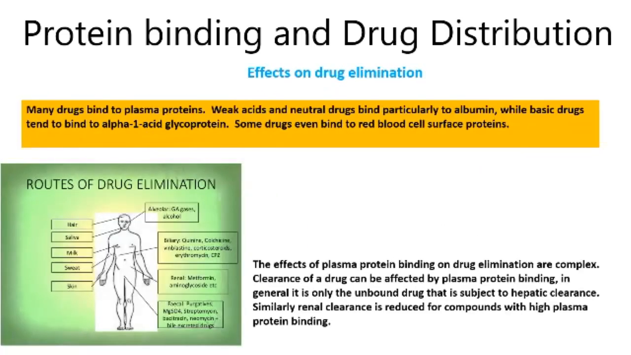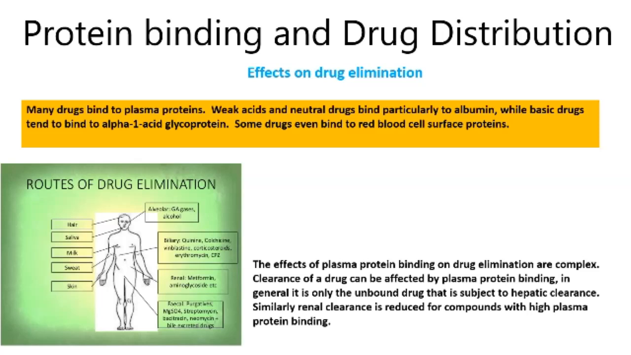Drugs that bind to protein can be quite a lot, right? Weak acids and neutral drugs bind particularly to albumin, while basic drugs tend to bind to alpha-1 acid glycoprotein. And you have some drugs that even bind to the surfaces of the protein on the red blood cells. The effects of protein binding on drug elimination are complex.